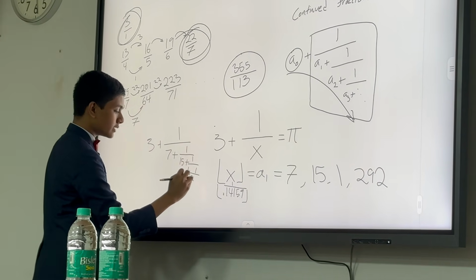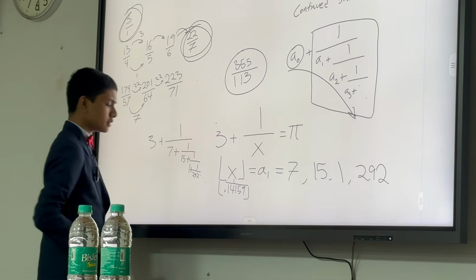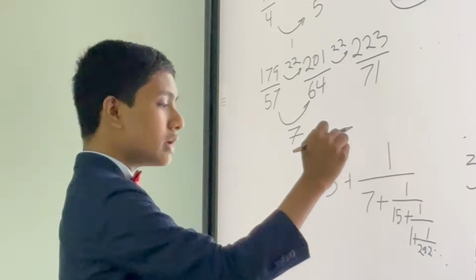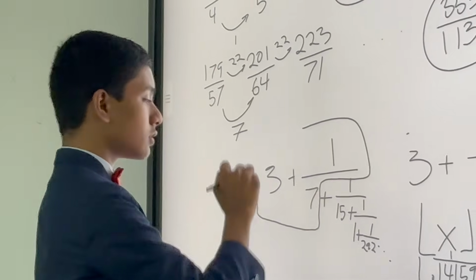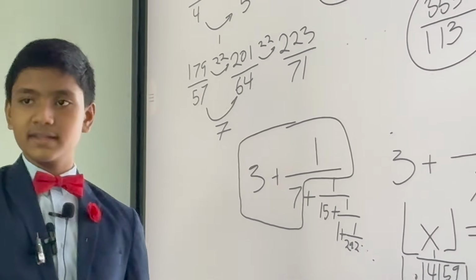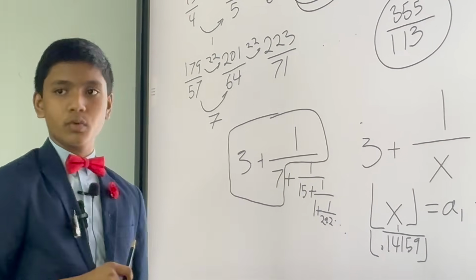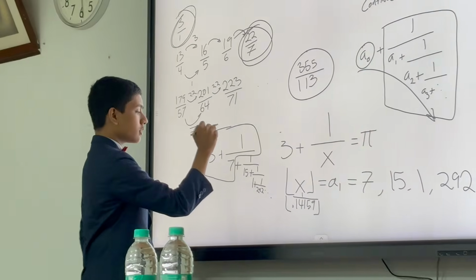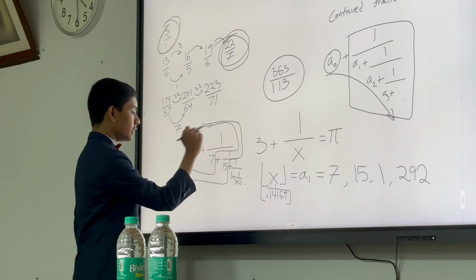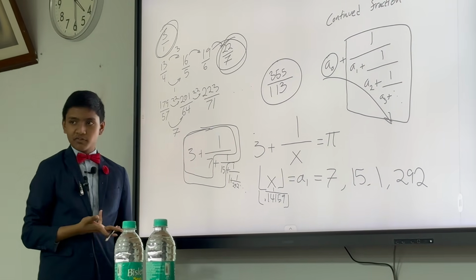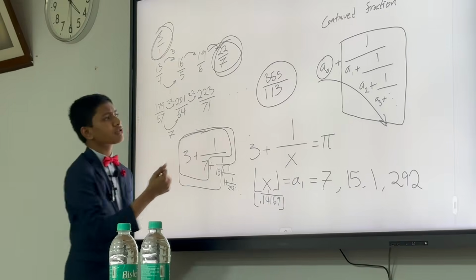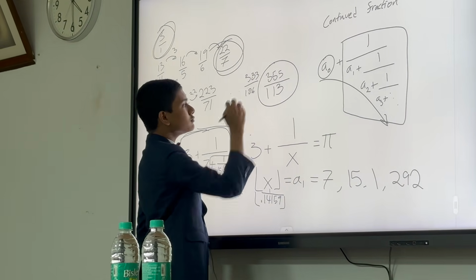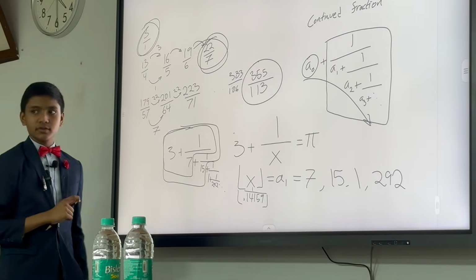plus 1 over 292. So now we call a convergent to these continued fractions what happens when you just truncate it and cut off the tail at some point. 3 plus 1 over 7, well, that's 22 over 7. 3 plus 1 over 7 plus 1 over 15, well, that's actually 333 over 106, which comes right before 355 over 113 in the chain.